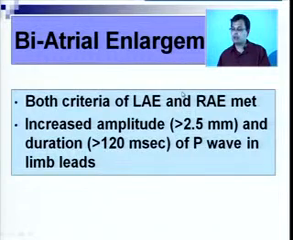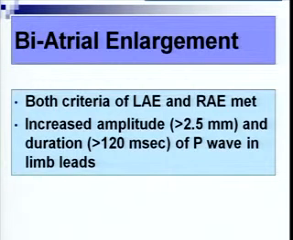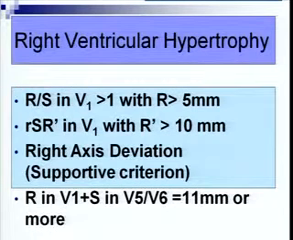So when both the criteria are met, you can say a patient has biatrial enlargement, which may be seen in mitral stenosis with hypertrophied right atrium secondary to pulmonary artery hypertension.